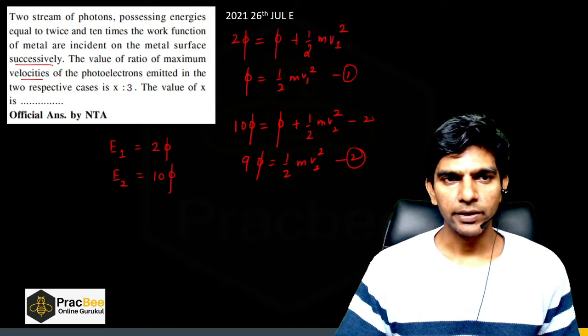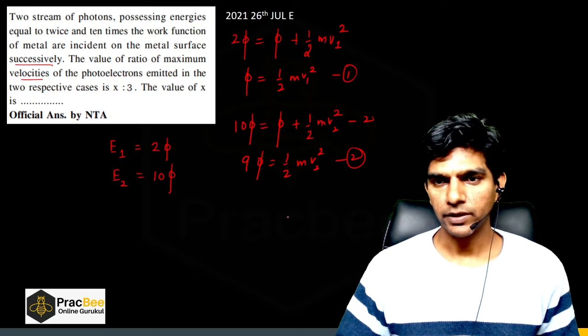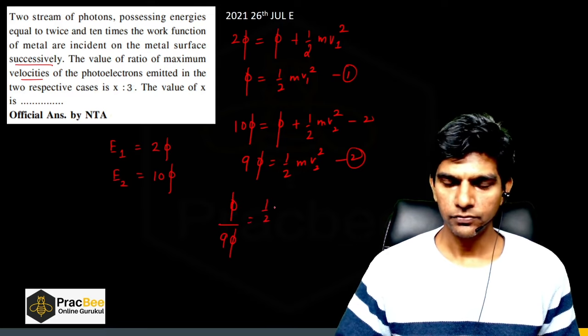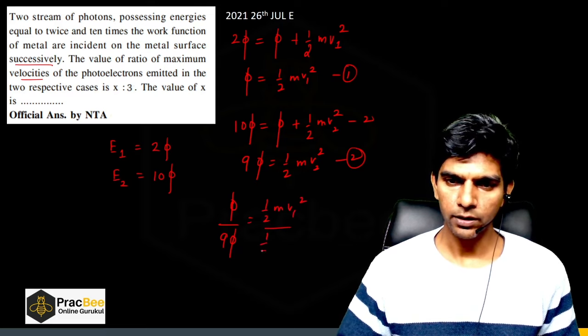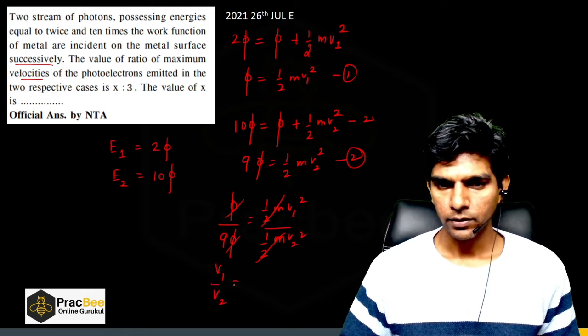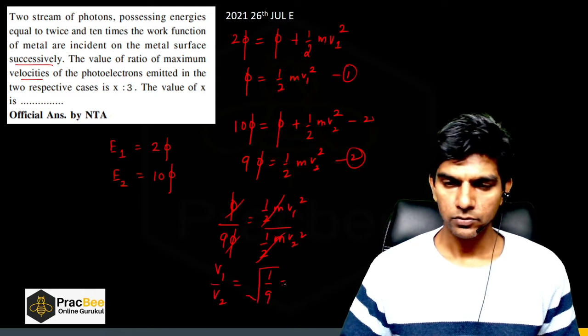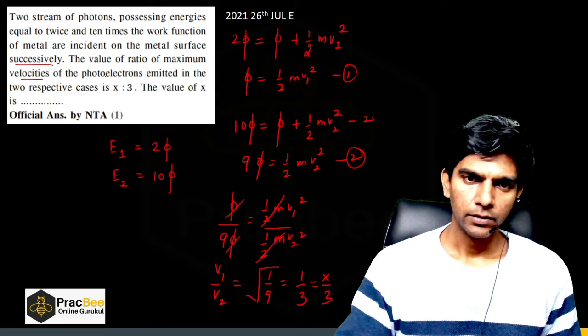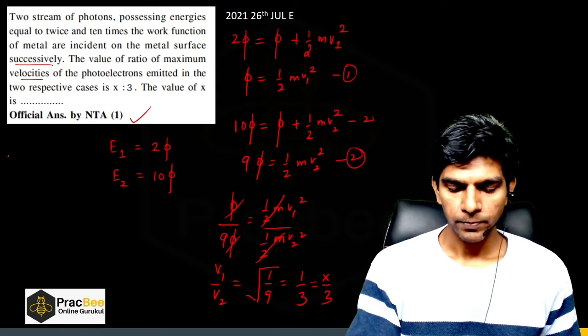So the value of the ratio of maximum velocity is, okay, right? So we have to find the ratio of the velocities. So we have phi upon 9 phi is equal to half m v1 square upon half m v2 square. So this m by 2 will get cancelled out, phi will get cancelled out. So v1 by v2 will be square root of 1 by 9. So that will be 1 by 3. So it is nothing but x by 3. So we can say x is nothing but 1, right? So 1 is the right answer.